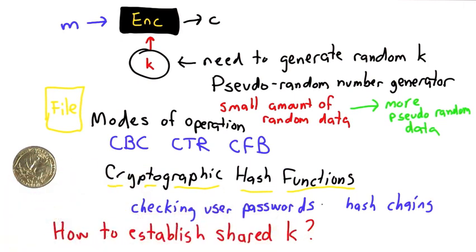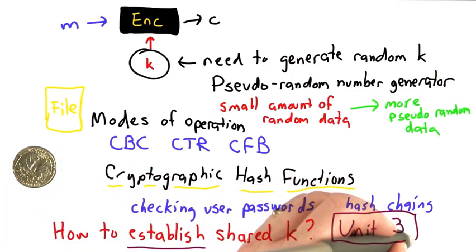And for most uses of cryptography today, this is a really big problem. We can't assume that we have a shared secret with every website that we want to use. We need some way to establish a shared secret without having one to begin with. That's the main topic of Unit 3.